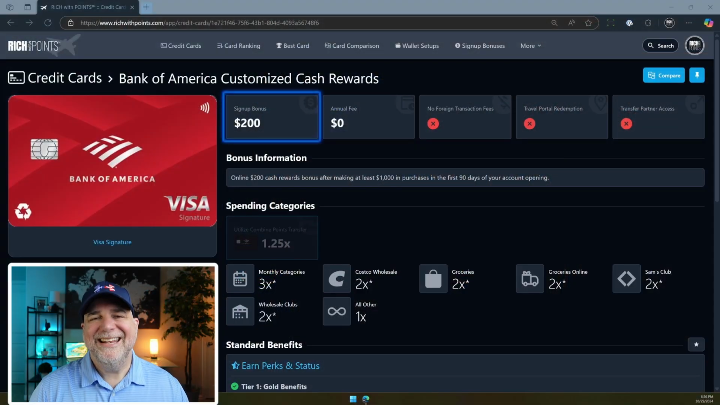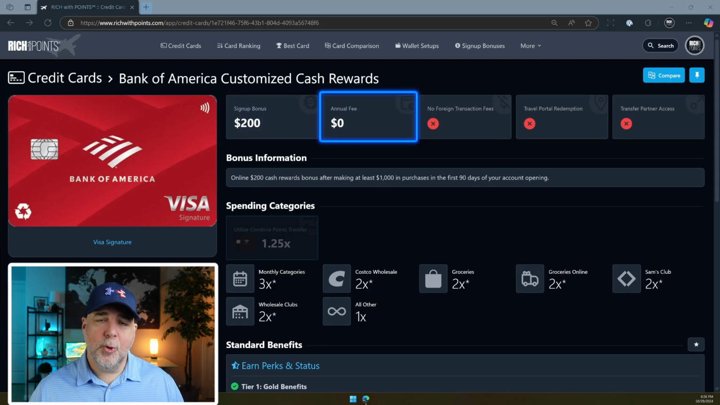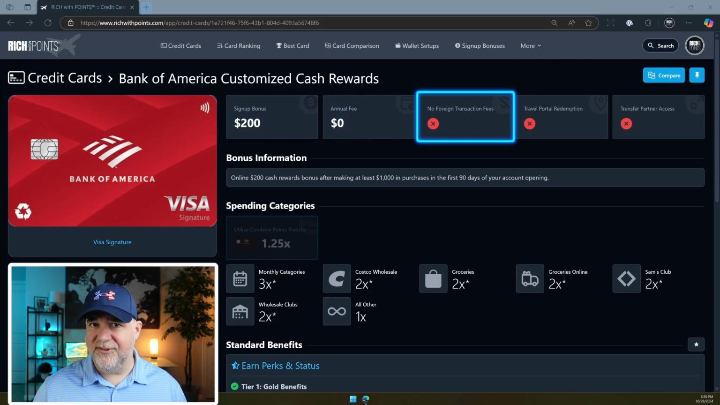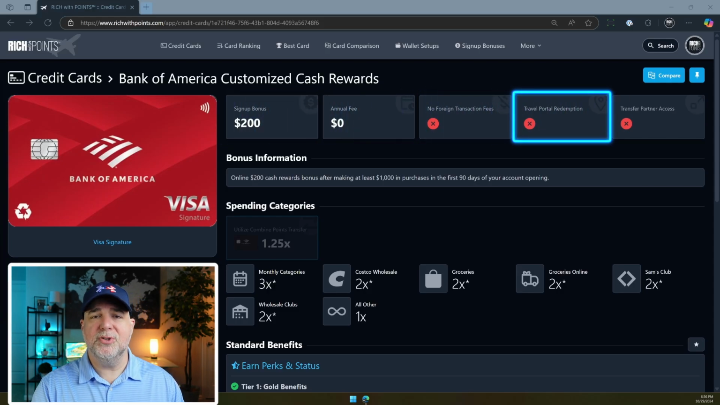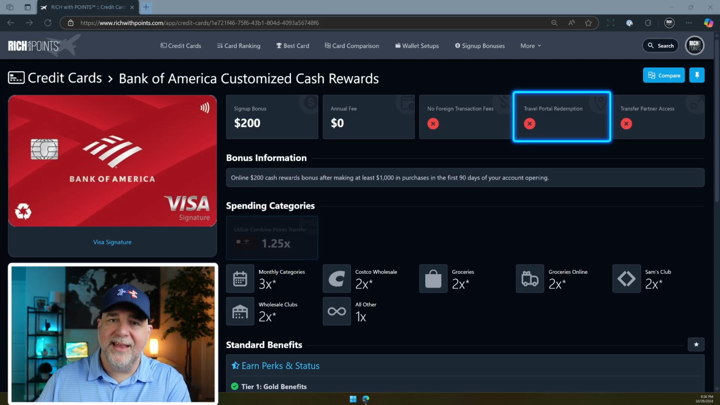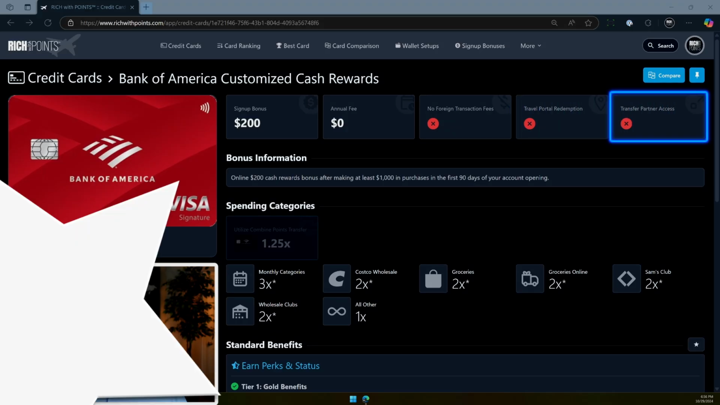Okay, now on to the cash cards, and honestly, probably the most popular card in the Bank of America suite of credit cards, the customized cash rewards. It has a sign-up bonus of $200 when you spend $1,000 in the first 90 days of opening your account. There's no annual fee. There are foreign transaction fees, though. You don't have the ability to use the points you earn in the travel portal unless you have another of the travel cards from Bank of America. And then if you do, you can transfer and combine those points over to that card and use it. And of course, no transfer partner access.